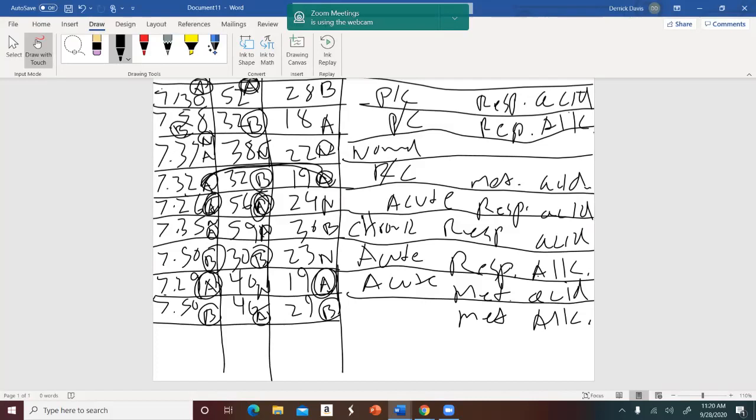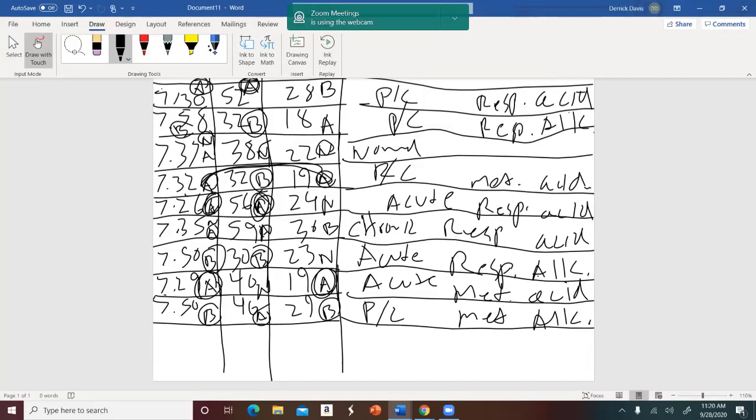Well, both of these values between the CO2 and bicarb are off, and they're both going in opposite directions. So this is the definition of a partially compensated metabolic alkalosis. I wrote it down there. All right, 7.50, 46, 29. This is a partially compensated metabolic alkalosis. It's partially compensated because the pH is off, and both the CO2 and bicarb are going in opposite directions.